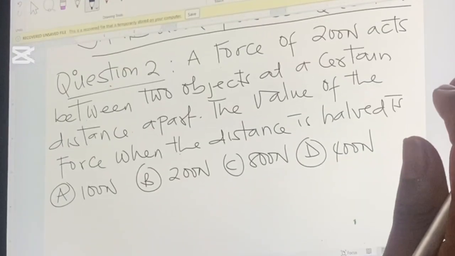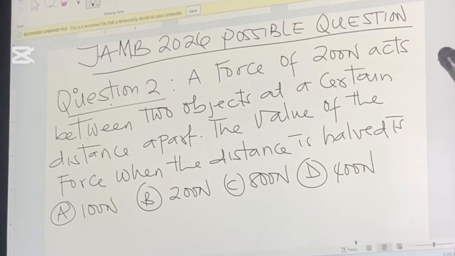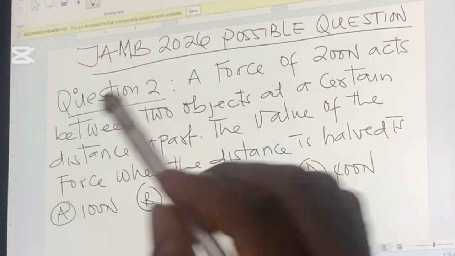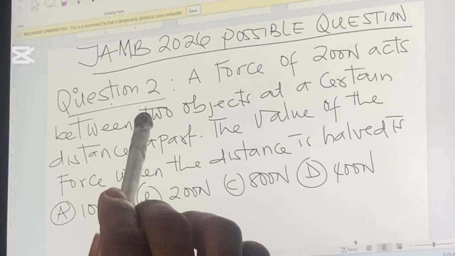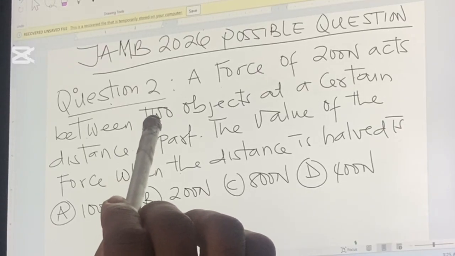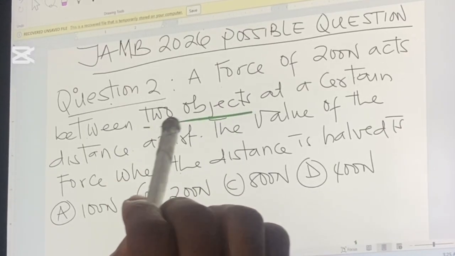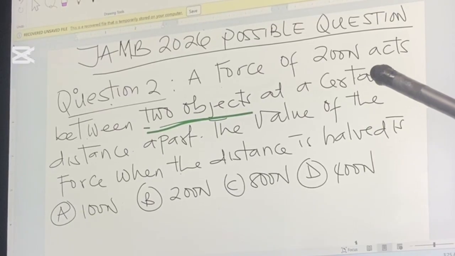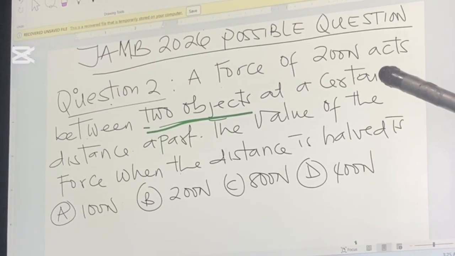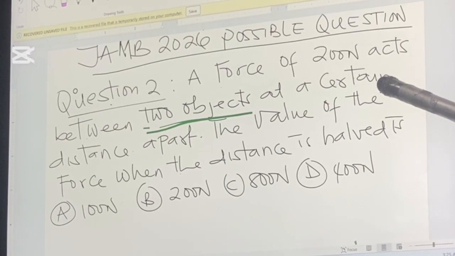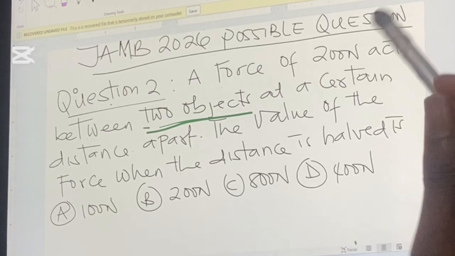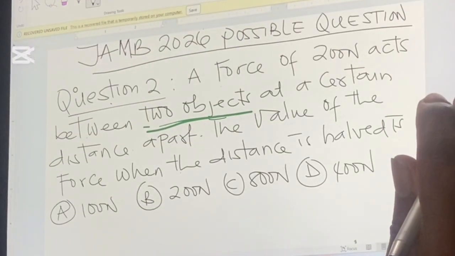So let's solve this question here, class. They said a force of 200 Newton acts between two objects at a certain distance apart. The value of the force when the distance is halved. Okay, class, solution.